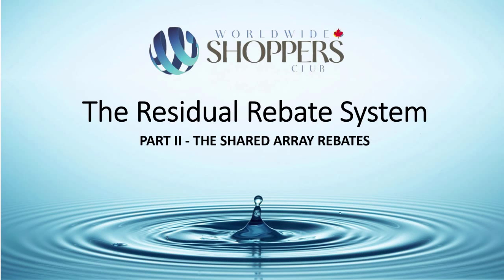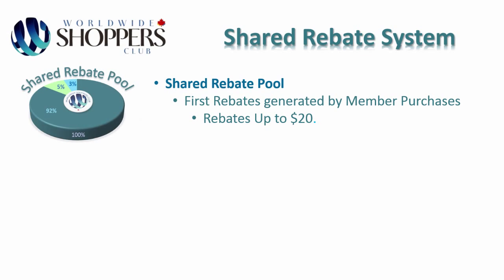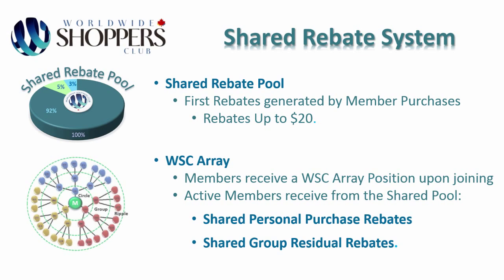Welcome back to the residual rebate system, part 2, the shared array rebates. Basically, the shared rebate system comes from the shared rebate pool. And again, as we mentioned earlier, those are the first rebates generated by members' purchases up to $20. Now, how these get distributed is through the Worldwide Shoppers Club array.